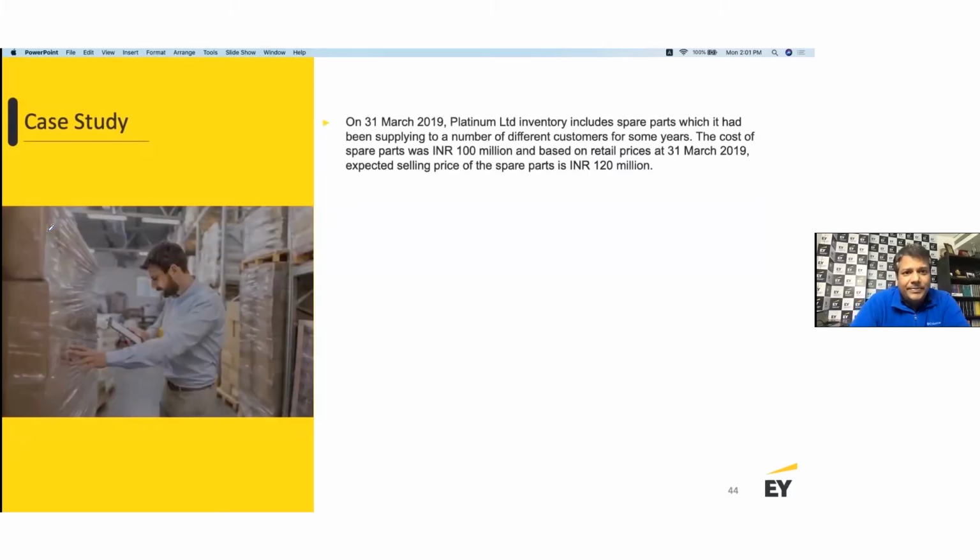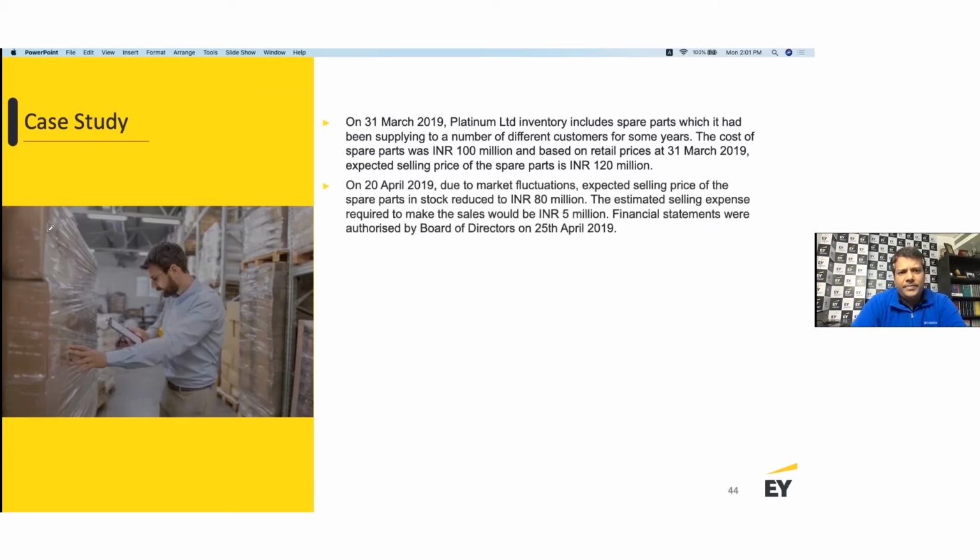This is a good example. Now, on 31st of March 2019, Platinum Limited's inventory includes spare parts, which it had been supplying to a number of different customers for some years. The cost of spare parts was INR 100 million, and based on retail price at 31st March 2019, the expected selling price of the spare parts is INR 120. How much was my cost? 100. And how much was my expected selling price on 31st of March? 120.